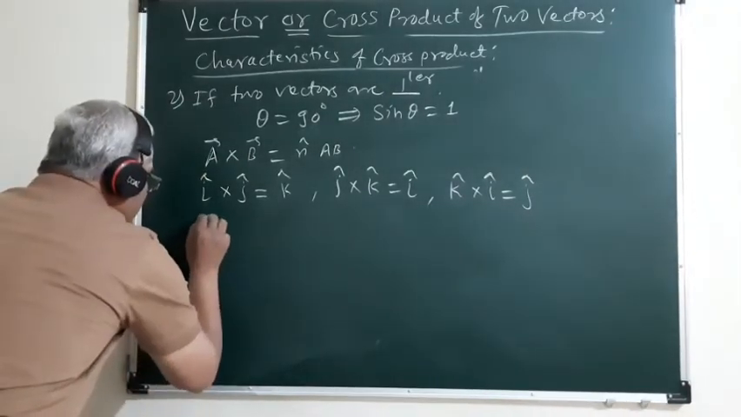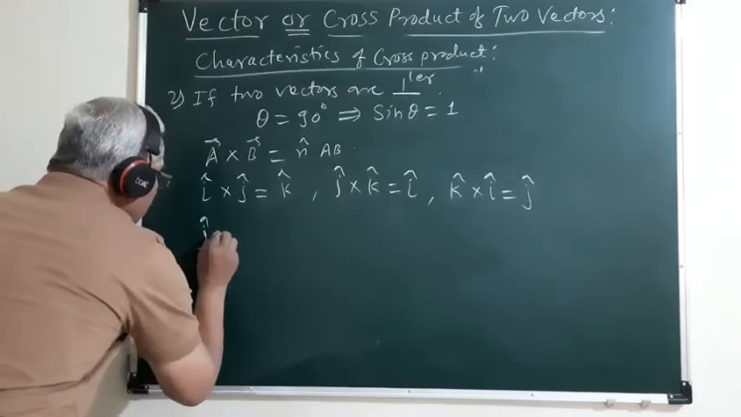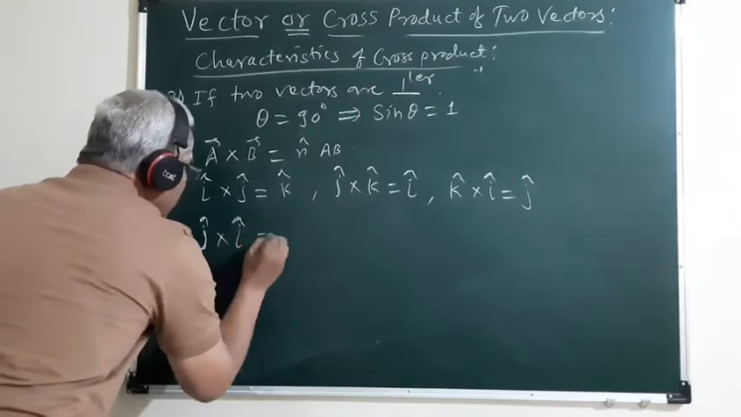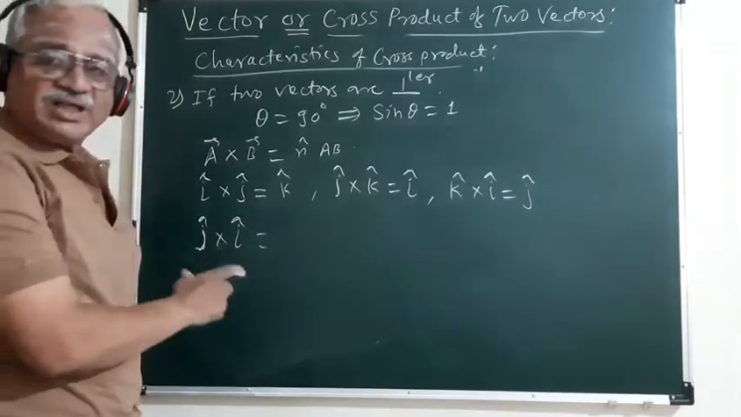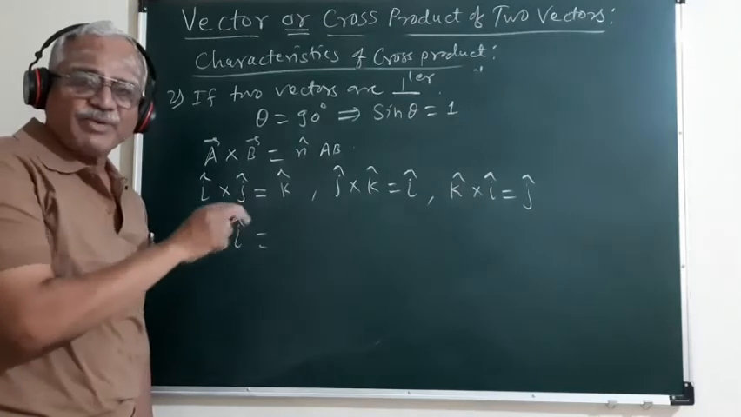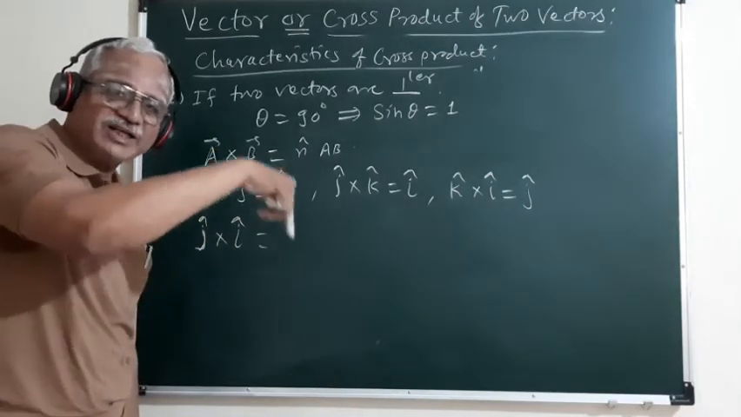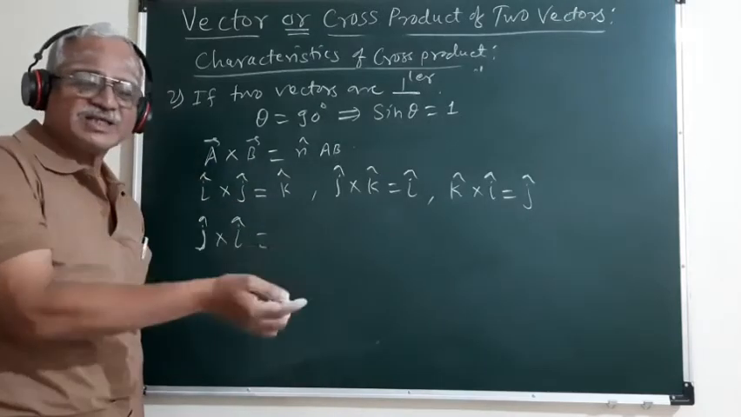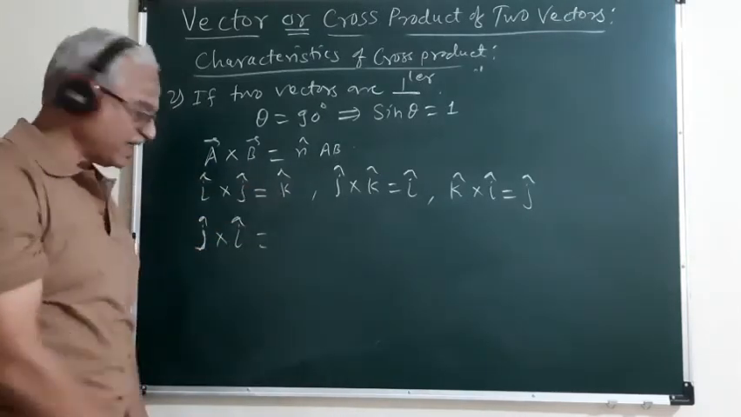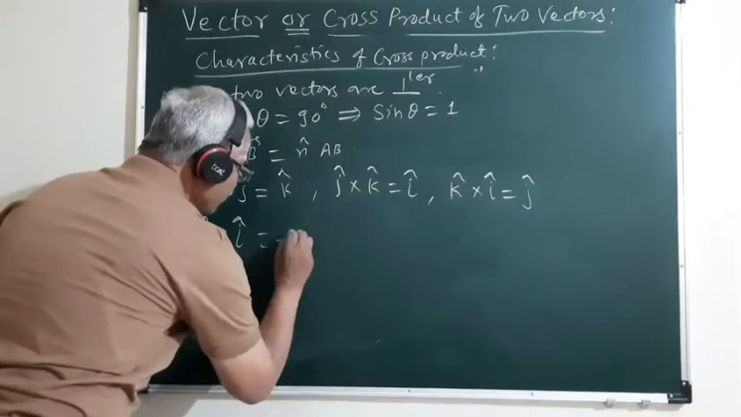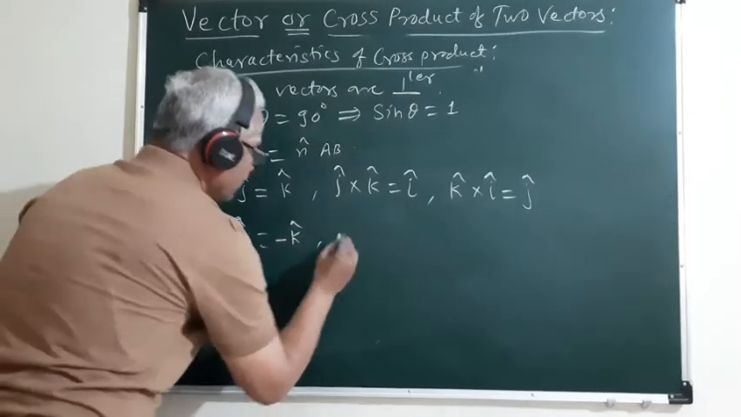So let us see, j cap cross i cap, this resultant vector will be perpendicular to the plane of i cap and j cap, but will be directed in the downward direction, that is in the negative direction of z axis. So it will be minus k cap.